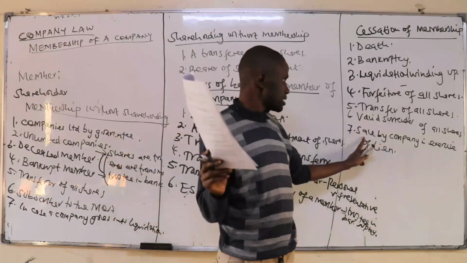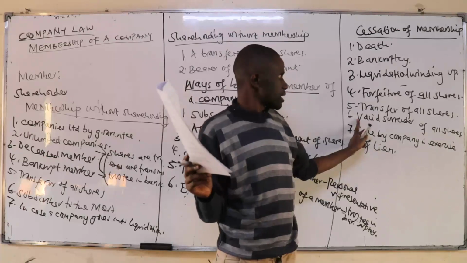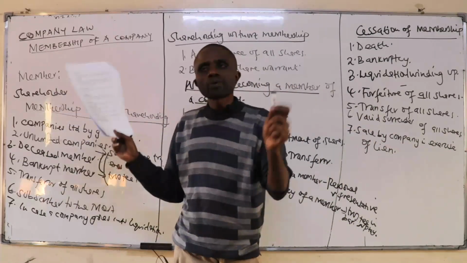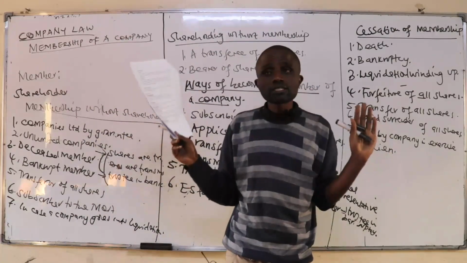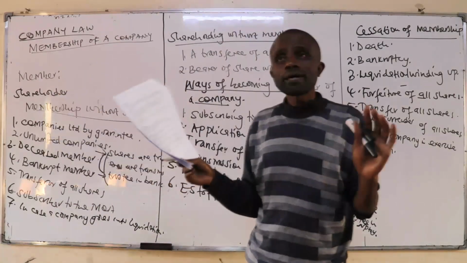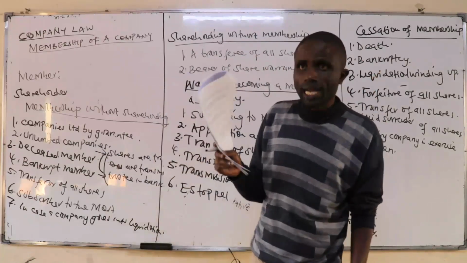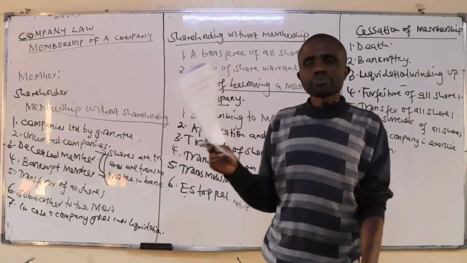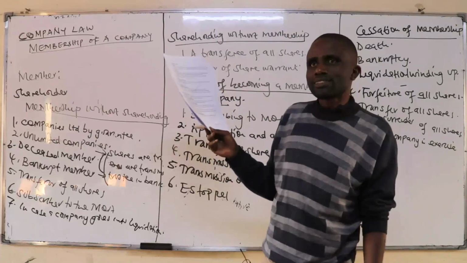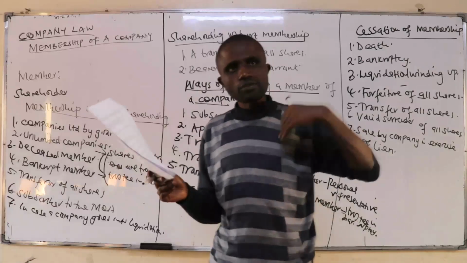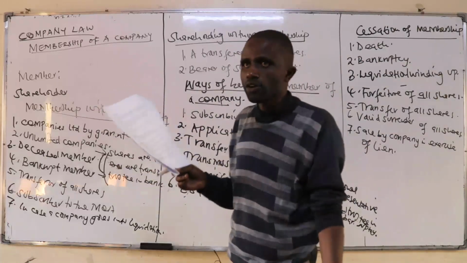But in this, number 6, valid surrender of all shares is where I do not want to hold shares in this company and decide to write to the company and tell them that the shares that I had subscribed to and have not paid for, kindly, I don't want them anymore. So I do not want those shares. But the transfer is where I transfer all those shares to him.